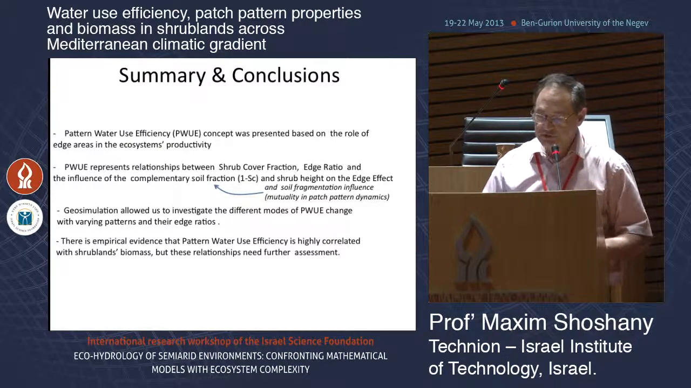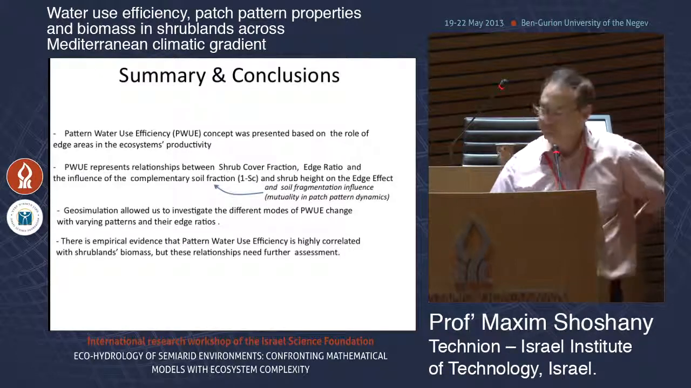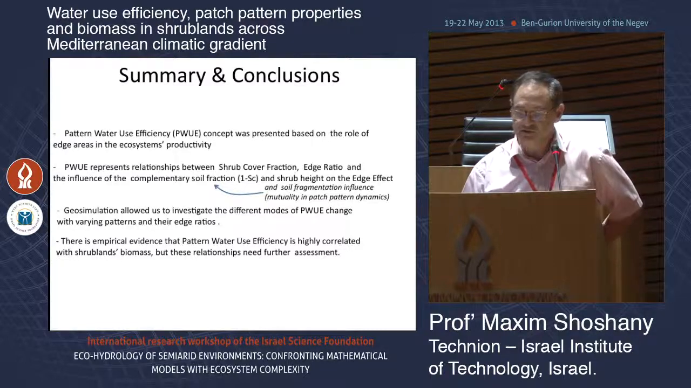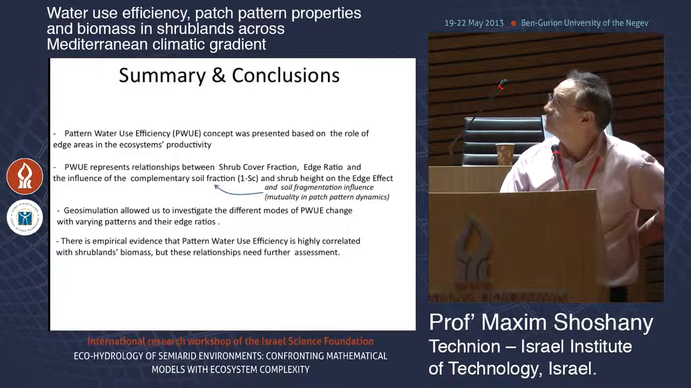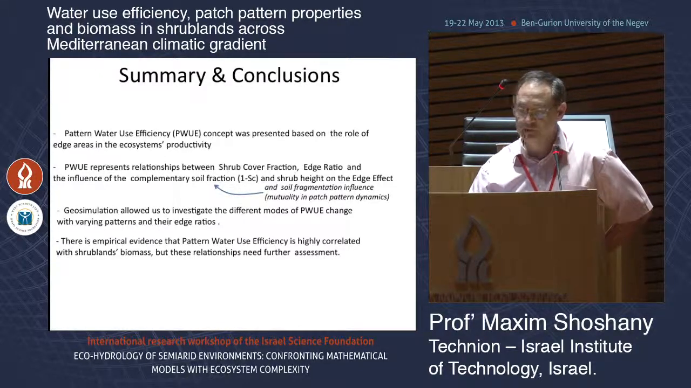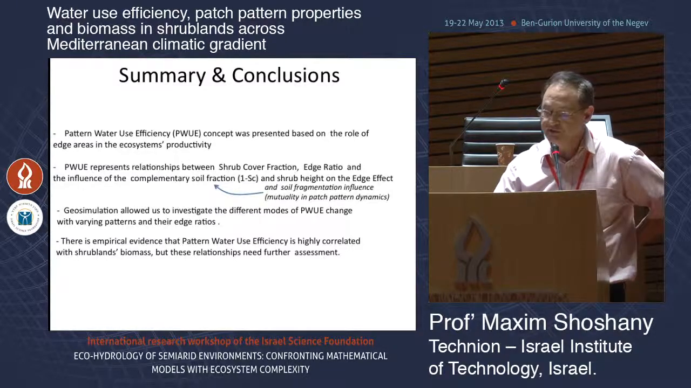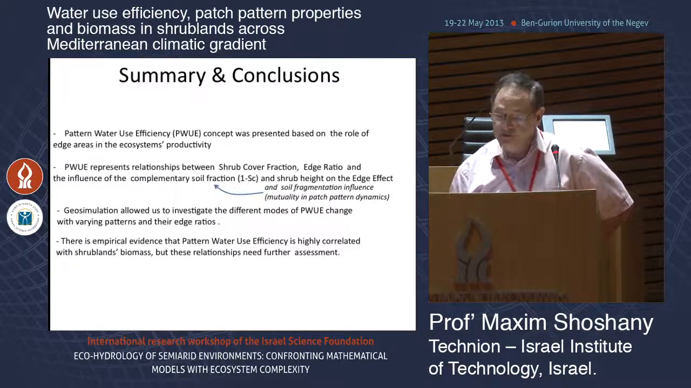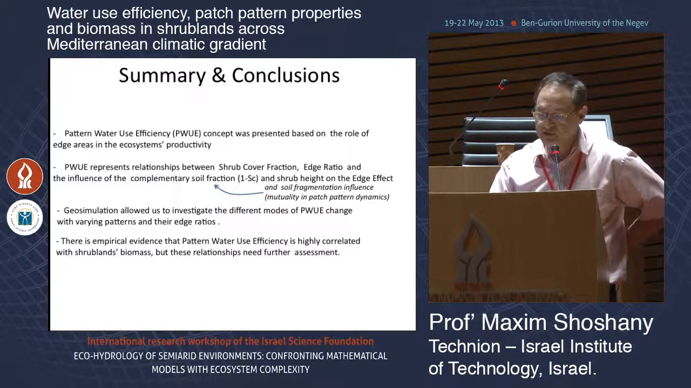So in conclusion, we have the pattern water use efficiency concept presented based on the role of the edge areas in the ecosystem productivity. Pattern water use efficiency represents the relationship between shrub cover fraction, edge ratio, the influence of complementary soil function, and the shrub height on the edge effect. We can also incorporate the soil fragmentation influence in this way.